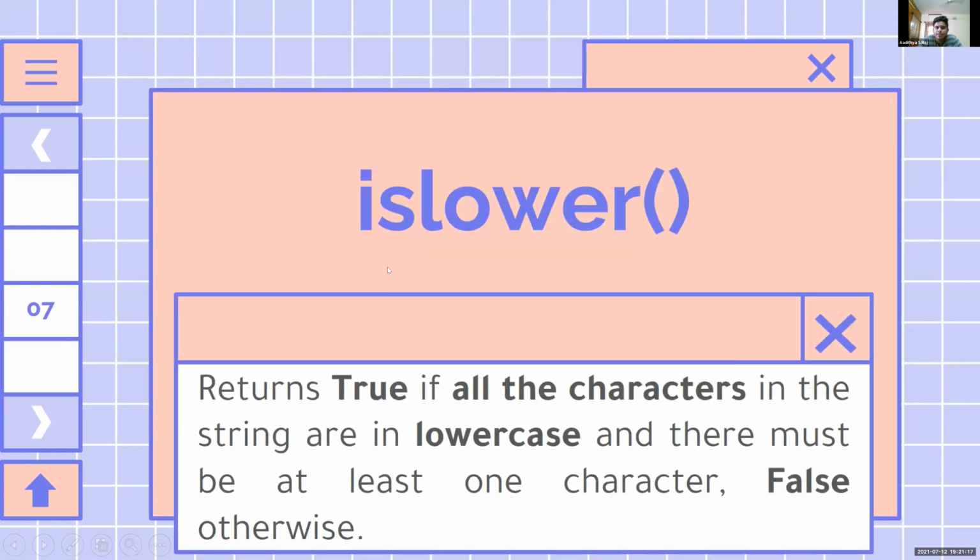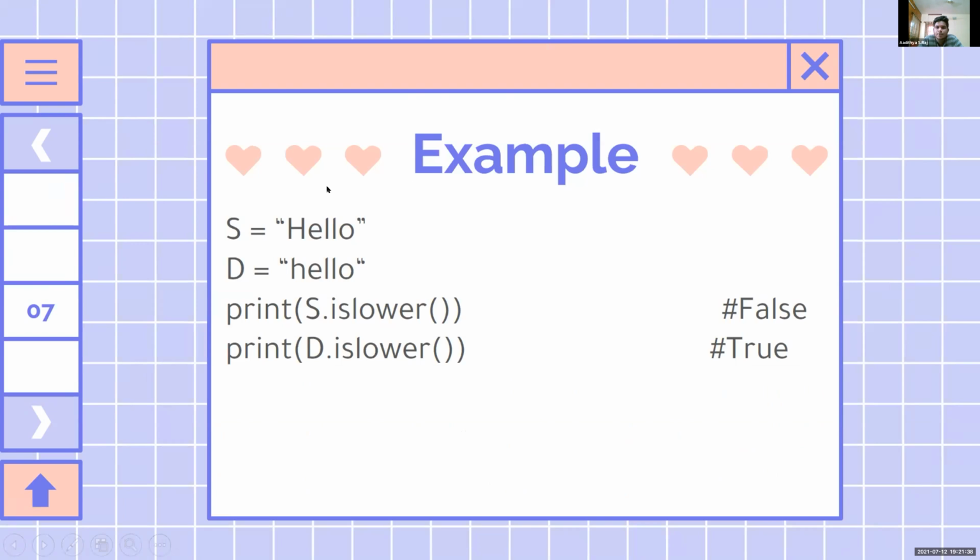Then the next function is islower. It returns true if all the characters in the string are in lowercase, and there should be at least one character present in the string. Otherwise, the function will give it as false. It is used to check whether all the characters in the string are in lowercase or not. So for the example, we give s is equal to Hello, in which the first character H is in uppercase. So the total string is not in lowercase.